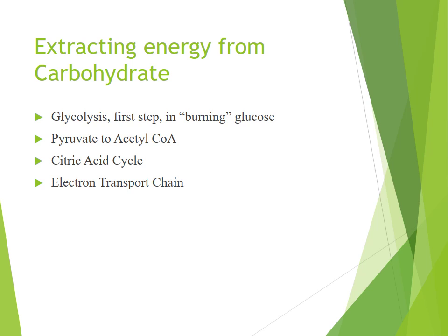The complete breakdown of glucose uses four major metabolic pathways: glycolysis, pyruvate to acetyl CoA, the citric acid cycle, and the electron transport chain. Glycolysis takes place in the cytosol of the cell. The remaining reactions take place in the mitochondria.